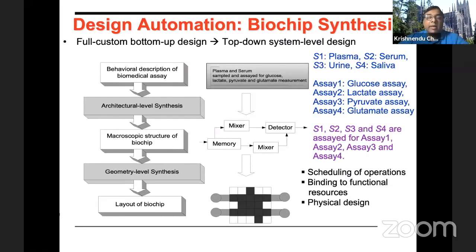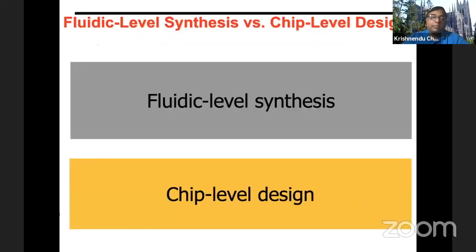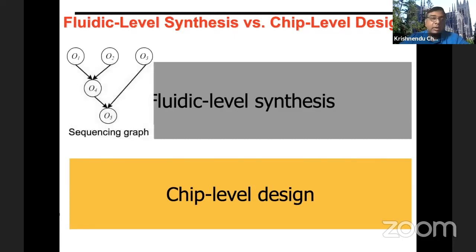And then I look at the microscopic structure, the actual layout. Where do I place the different modules, what kind of routing I do, and I get the full layout of the chip. Okay. So essentially, I'm talking about two kinds of engineering problems. One is called fluidic-level synthesis, and the other is doing the actual chip design. So I'm talking about the sequencing graph model. I have to formulate the problem in terms of some mathematical construct.